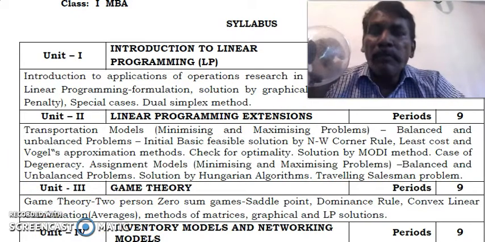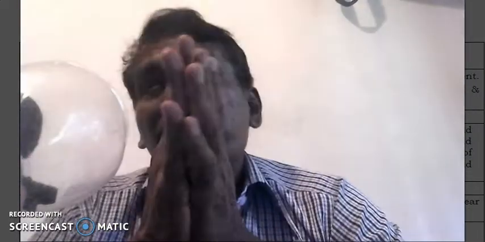Now coming to the third unit, it is game theory. So game theory, that's the third unit. So what is game theory? We know that a competitive situation between two or more people is what we call game theory. Particularly in this unit we are talking about only the two-person zero-sum game, meaning that only two persons are involved, and the loss of one person equals the gain of the other person.